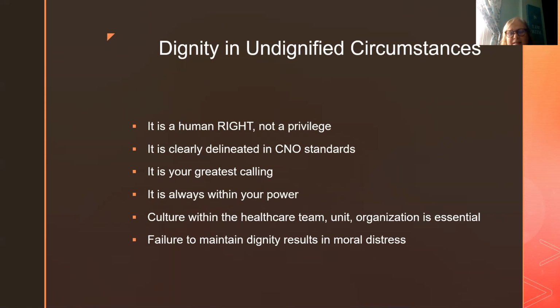So I can't necessarily control the circumstances. I can control how I respond to them, and I can have an impact on how the team responds to them, and I can intervene when there's inappropriate behavior by any other member of the team. That is my responsibility by CNO standards as well. So it's not just my own behavior, but it's the behavior of the team.